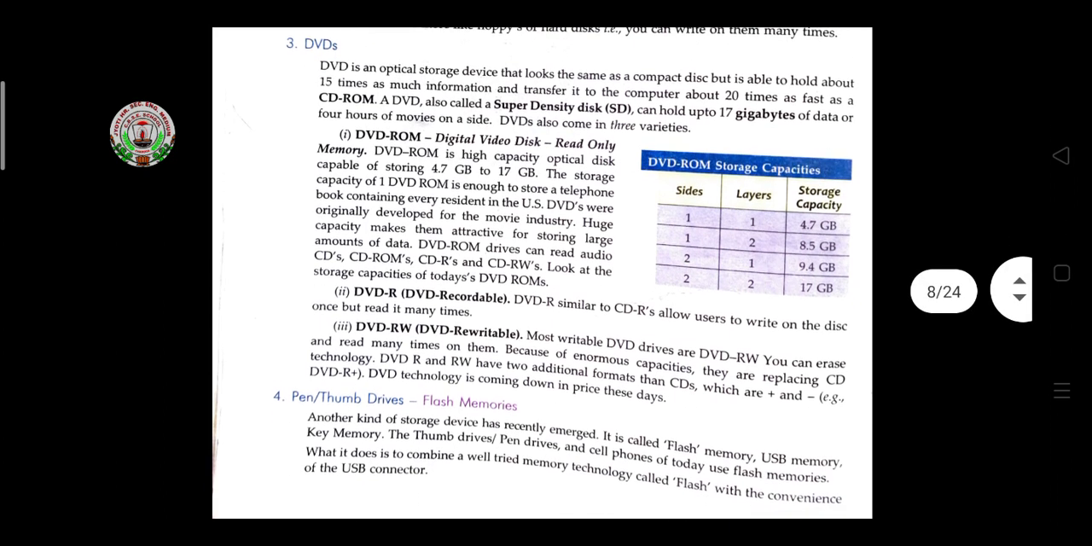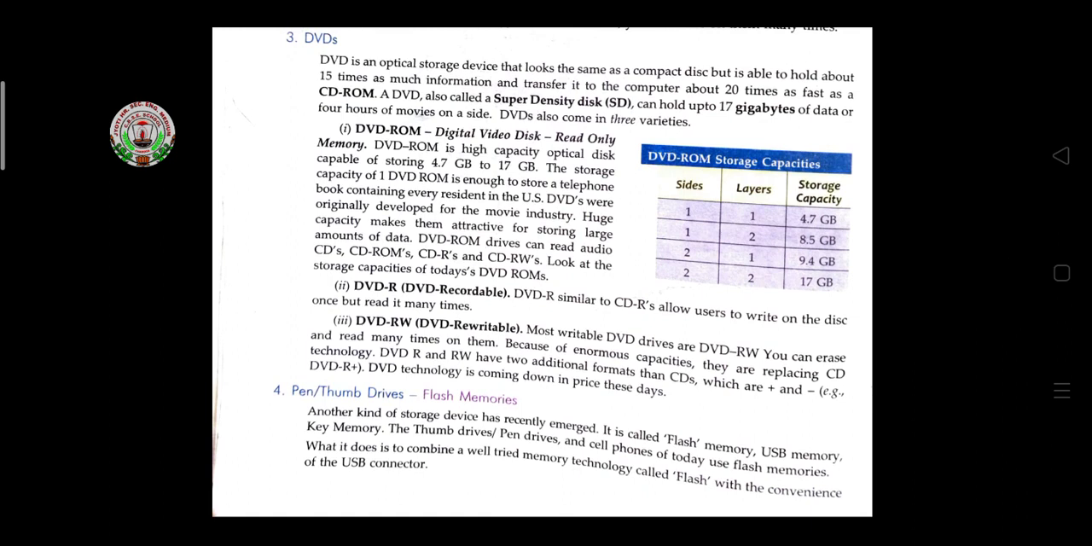And rewritable, most rewritable DVD drives are DVD-RW. You can erase and rewrite many times on them, and because of their enormous capacity they are replacing CD technology. DVD-R and DVD-RW have two additional formats compared to CDs, which are plus and minus. DVD technology is coming down in price these days. So here also you can rewrite your data.